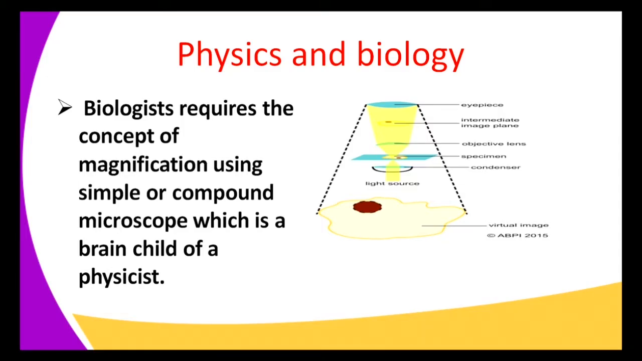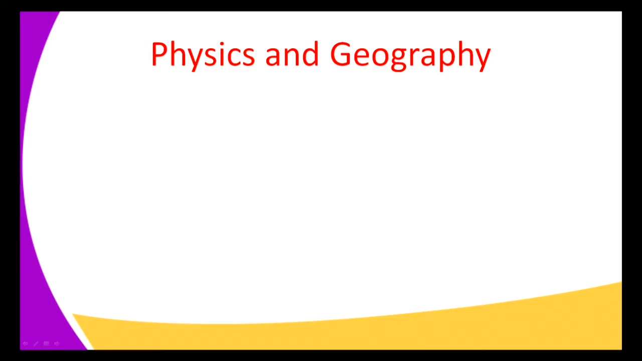So that specimen that we are observing is magnified, made to look big, because we are able to explain it when we apply physics here. That's how biology and physics relate. Now, physics and geography are yet another discipline that we have to discuss.